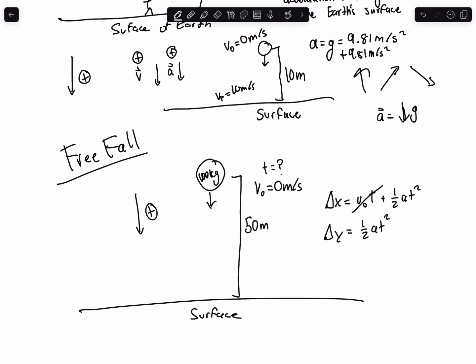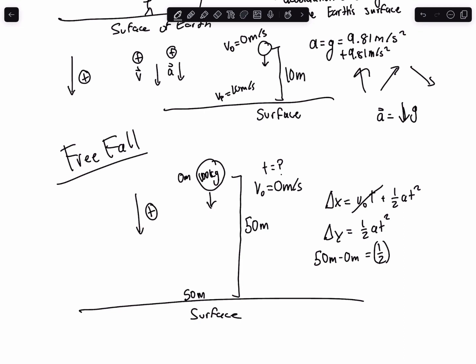So how we're going to model this is that it now starts at 0 meters and ends at 50 meters. So that means our delta y is going to be a final position of 50 meters minus 0 meters. And hey, look at that. We have a positive value for delta y. Things are looking a little simpler now. 1/2 stays the same.